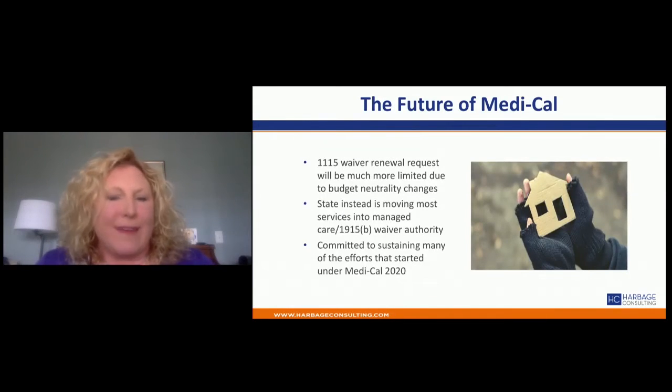So you'll hear about CalAIM next week, so I'm going to keep my remarks about this quite short. But as you've picked up, there definitely is need for a 1115 waiver renewal request, but it will be much more limited. There are lots of considerations going on, and the state is instead considering and planning to move a lot of what has previously been covered under 1115 into that managed care waiver authority under 1915B. But that all said, I think the other big priority for the state is that they want to sustain and actually scale many of the efforts that they started under Medi-Cal 2020, as well as the Bridge to Reform.